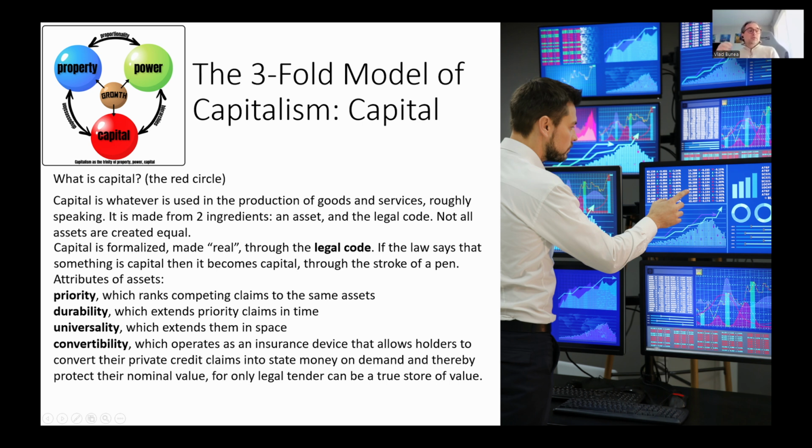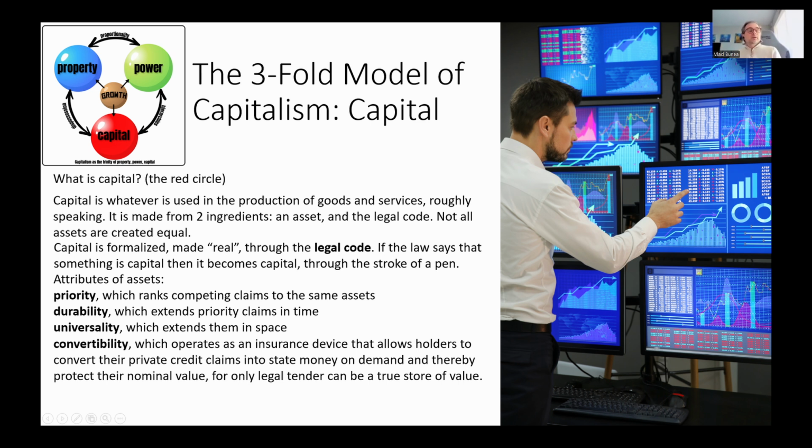Durability is an attribute which extends priority claims in time. It just makes priority last for a long period until the claim is satisfied. So for example, until you sell the house or pay off the mortgage, that gives durability to the asset. Universality extends these attributes in space. It usually refers to the fact that everyone must respect the attributes of assets, regardless of where they are on Earth, pretty much in society.